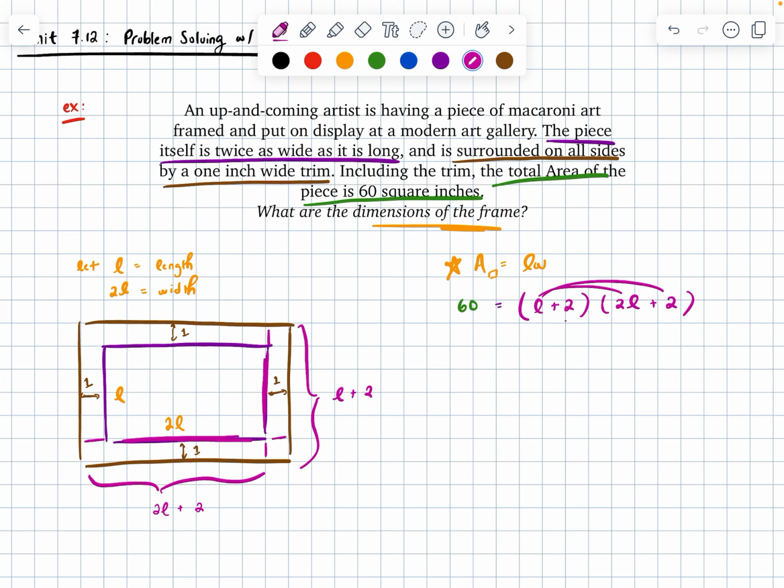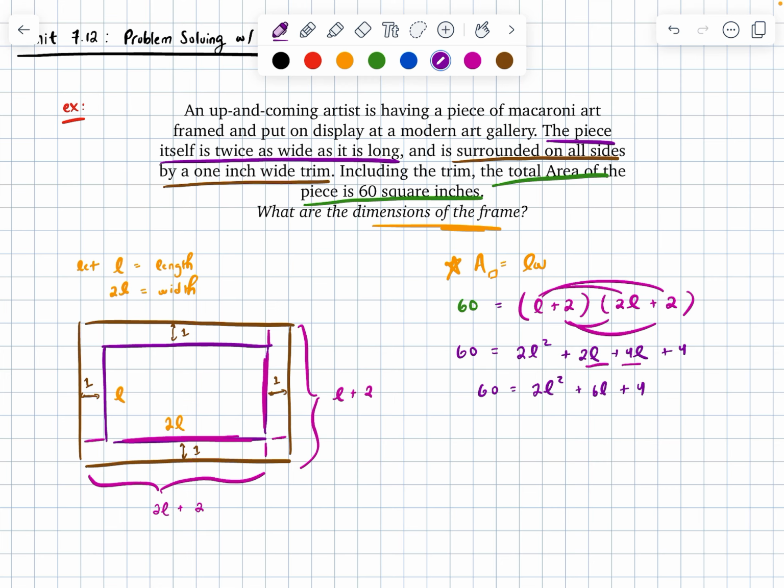Okay, so first of all, just like last time, if I'm trying to factor, I need to start by getting rid of my parentheses. Let's do some met-wet on the right. Now 60 is going to be equal to L times 2L, which is 2L squared. L times 2 gives me 2L. 2 times 2L gives me 4L. And at the back, 2 times 2 gives me 4. One last move here. Let me combine those like terms. 2L plus 4L is going to give me 6L.